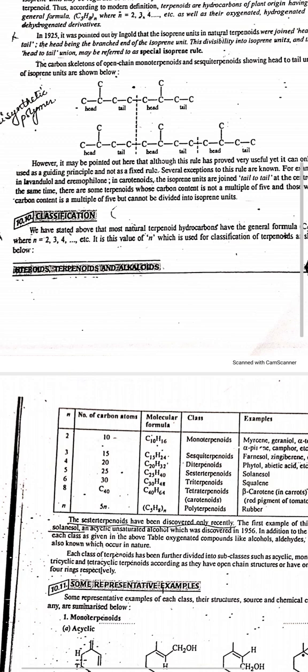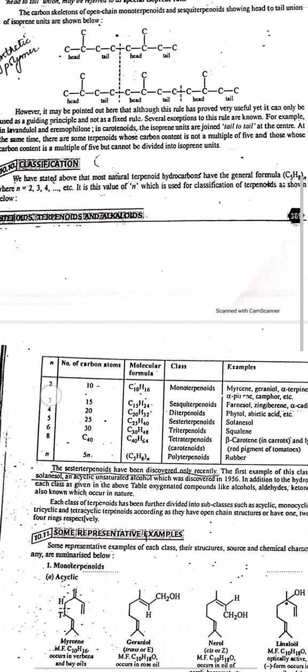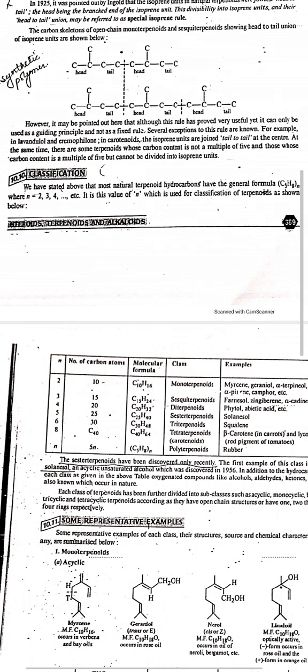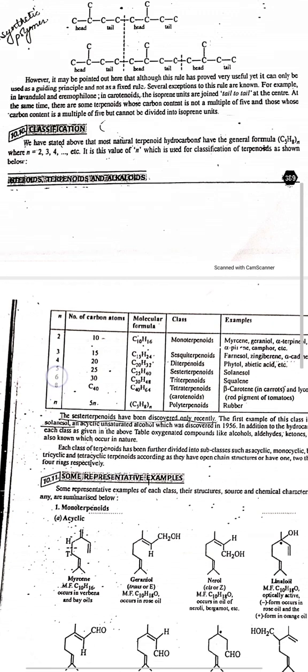Head to tail bonding. However, it may be pointed out that although this rule has proved very useful, it can be used as a guiding principle and not as a fixed rule. Several exceptions to this rule are known. For example, in lavandulol and some others, the structure cannot be divided into isoprene units.